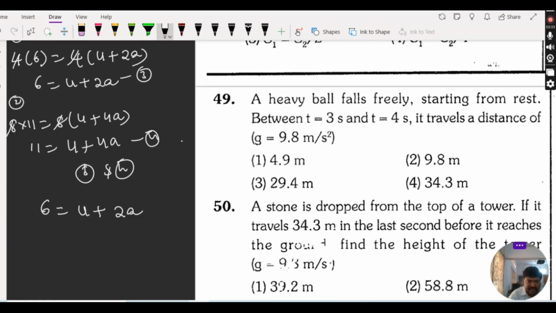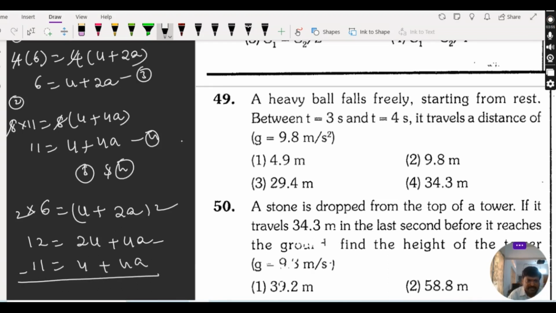To cancel a, multiply on both sides by 2. That is 12 is equal to 2u plus 2 into 2, 4. Then from this equation subtract 11. That is 11 equal to u plus 4. So 12 minus 11, 2u minus u, 4a minus a.